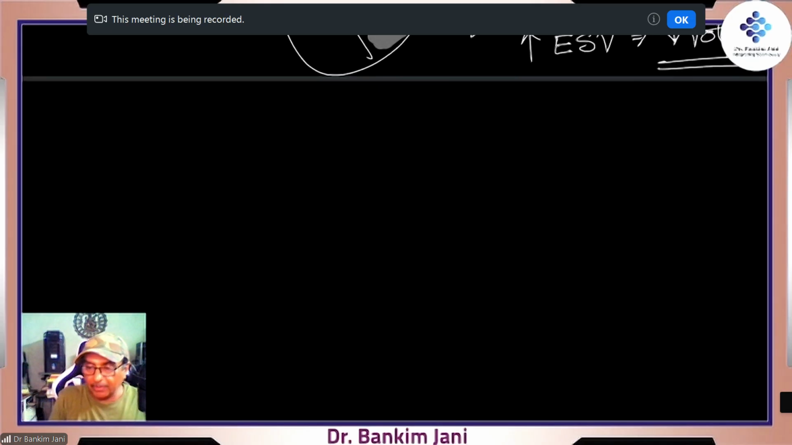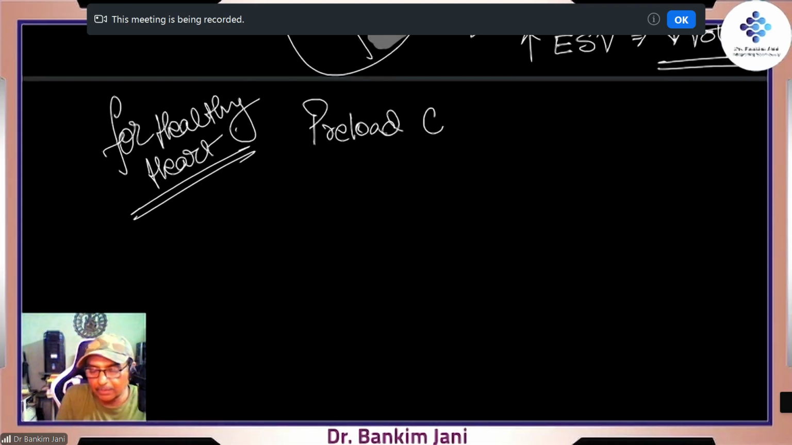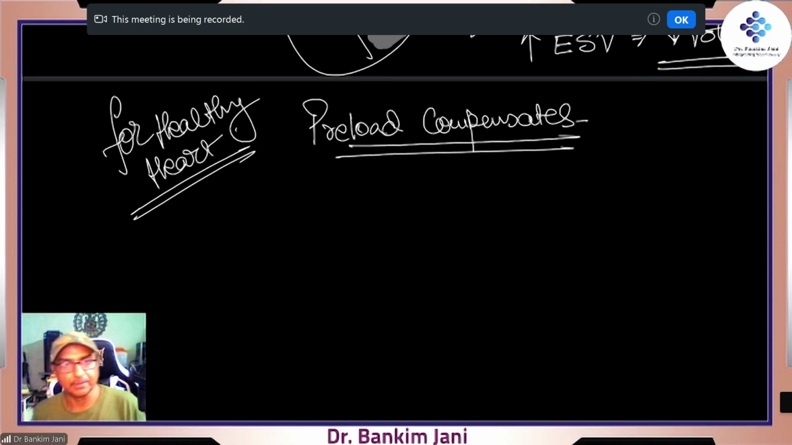So here it is. For a healthy heart, this is the rule of physics, so it is applicable to everyone. Increased total peripheral resistance has led to decrease in the stroke volume. So what would happen for a healthy heart? Preload compensates. How does preload compensate?